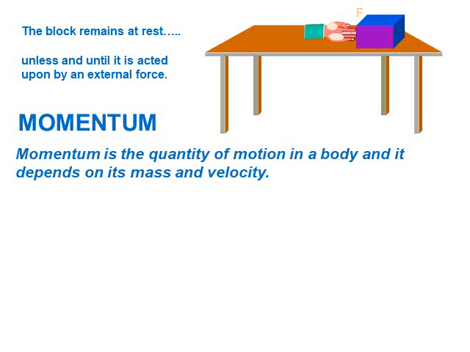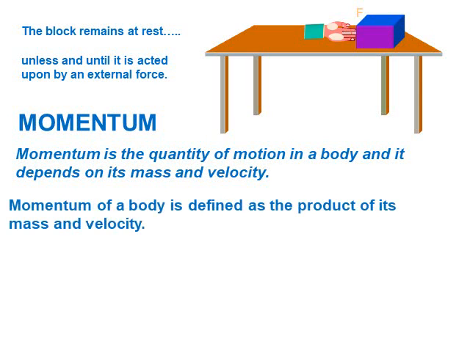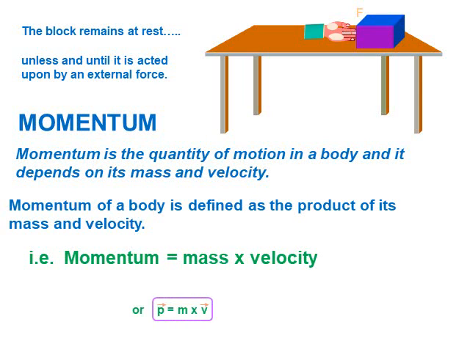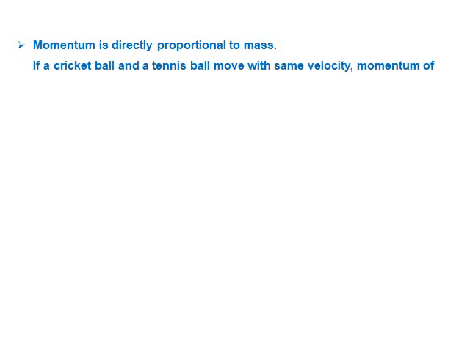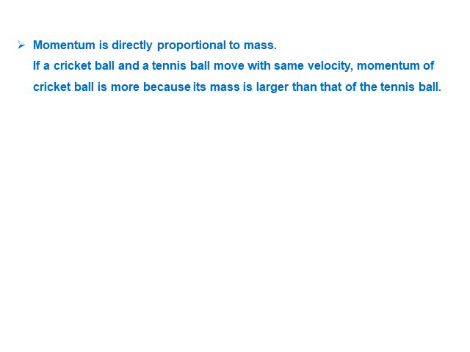Momentum. It is the quantity of motion contained in a body, and it depends upon mass and velocity. Mathematically, it is the product of mass and velocity. Momentum is directly proportional to mass. If a cricket ball and a tennis ball move with the same velocity, the momentum of the cricket ball is more because its mass is larger than that of the tennis ball.